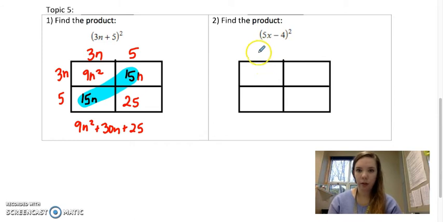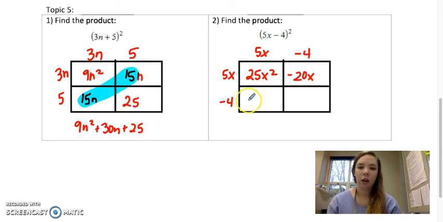Okay, last one for our notes today. We have 5x and negative 4, 5x and negative 4. So here I would have 25x squared. Here I would have negative 20x and negative 20x. And then lastly, I'd have positive 16. So that would be 25x squared minus 40x plus 16.